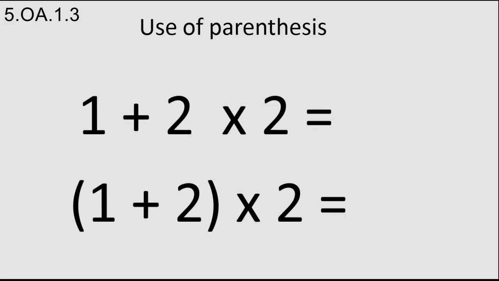Let's see now how the parentheses can change the value of an expression. We have here almost identical expressions. 1 plus 2 times 2. Let's solve the first one. 2 times 2, 4, plus 1 is 5. Let's solve the other one. We have to solve first what's inside the parentheses. 1 plus 2 is 3, times 2 is 6. You see how a parenthesis can change the result of an expression.